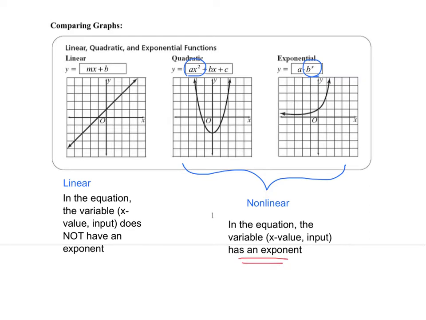Let's look at the quadratic function. If you notice, we have a U-shaped function, and we just learned this new vocab term. The U-shaped function is called a parabola. So this is an example of a parabola, a U-shaped figure. So now let's look at some differences between linear and nonlinear functions.